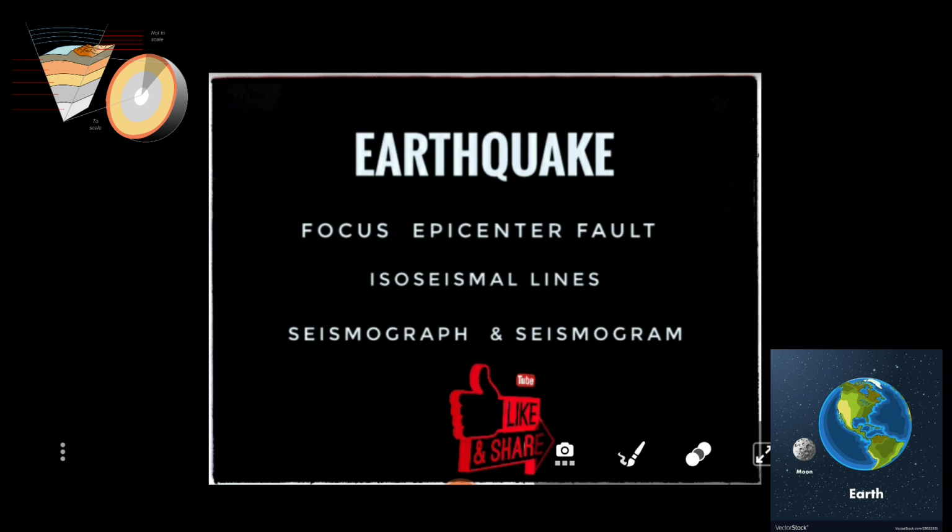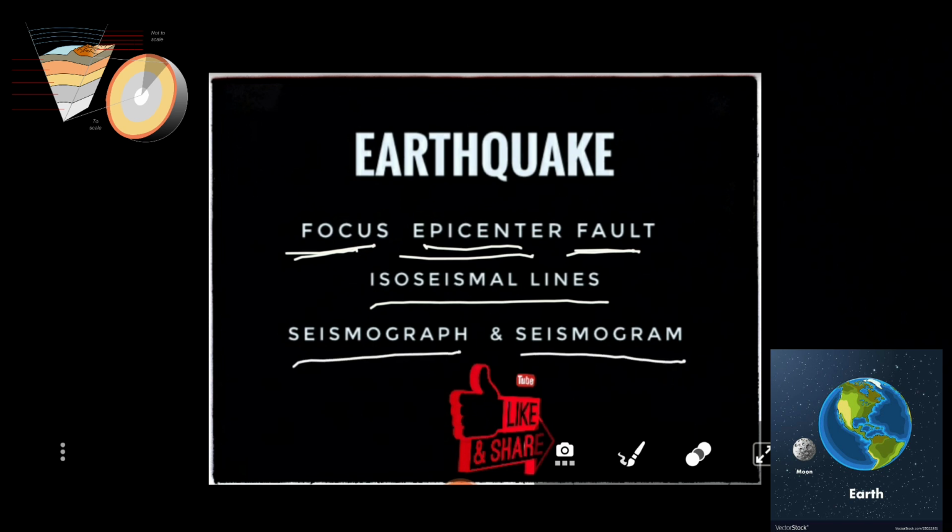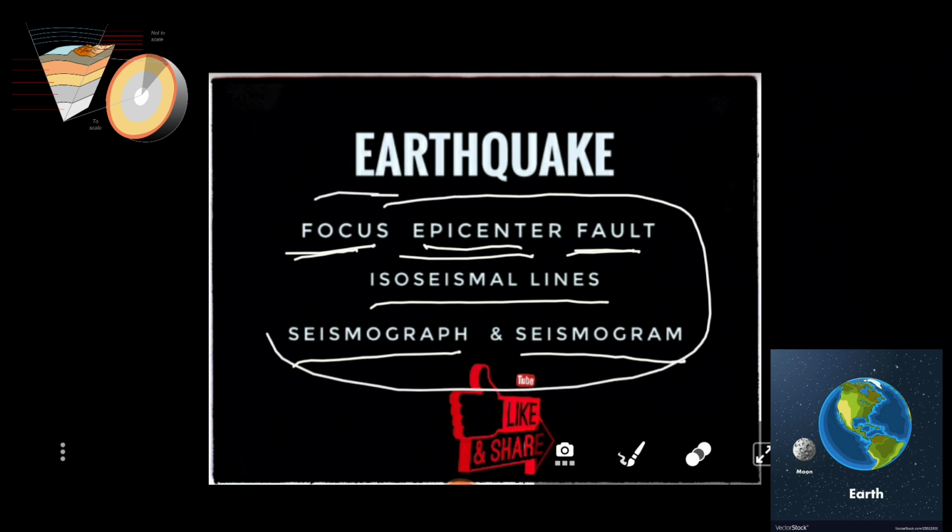Today we are going to discuss the earthquake. Generally, we know that the study of earthquakes is called seismology. There are several terms related to earthquakes. They are focus, epicenter, fault, isoseismal lines, seismograph, and also seismogram. These are the main points related to earthquakes. Now we will discuss them point-wise.